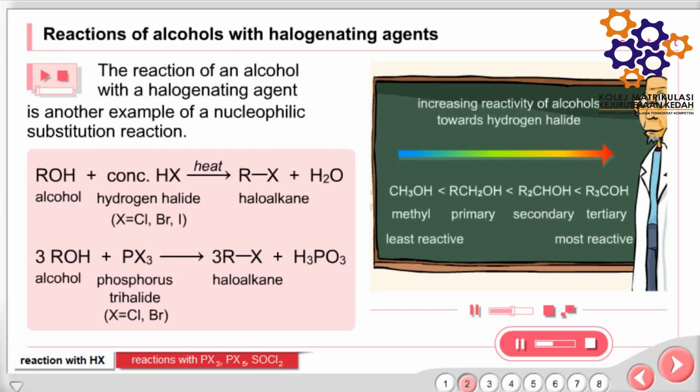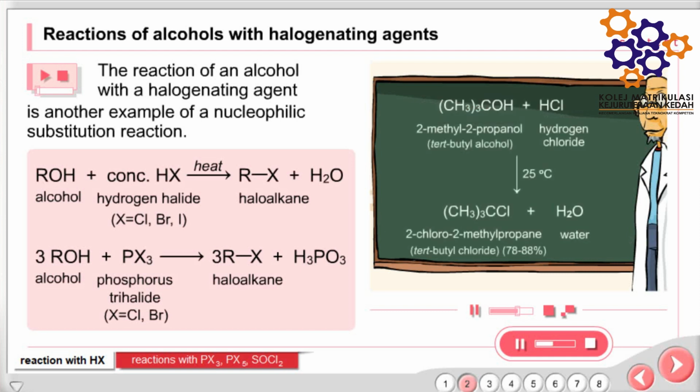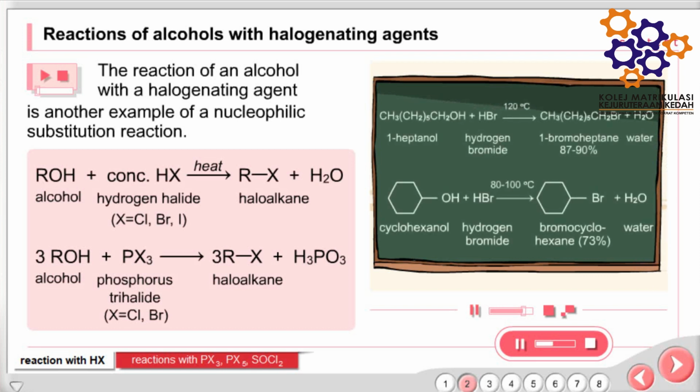Among the various classes of alcohols, tertiary alcohols are observed to be the most reactive, and primary alcohols the least reactive. Tertiary alcohols are converted to chloroalkanes in high yield within minutes when reacted with hydrogen chloride at room temperature and below. Primary and secondary alcohols do not react with hydrochloric acid quickly enough to make this a practical method for preparing the corresponding chloroalkanes. Even though elevated temperatures are required to increase the rate of reaction, the more reactive hydrobromic acid is used.